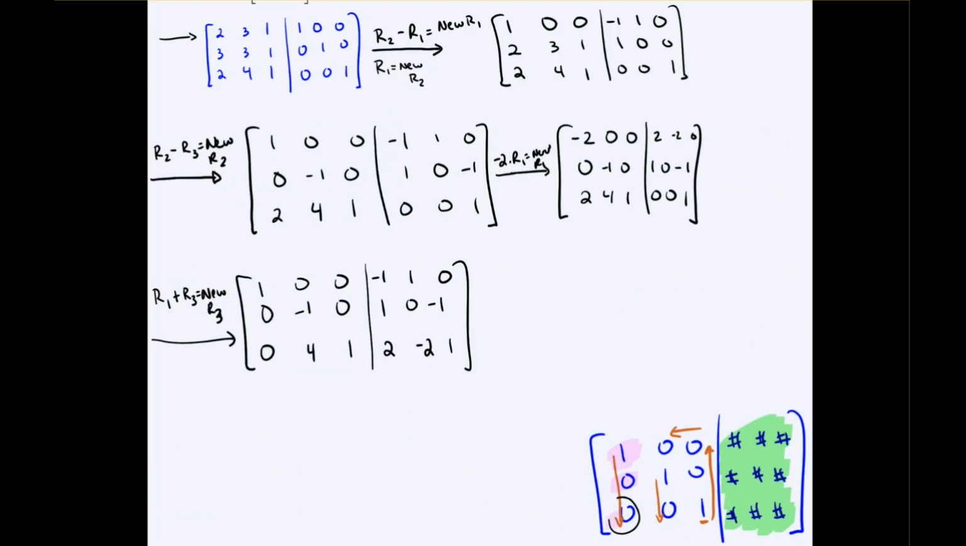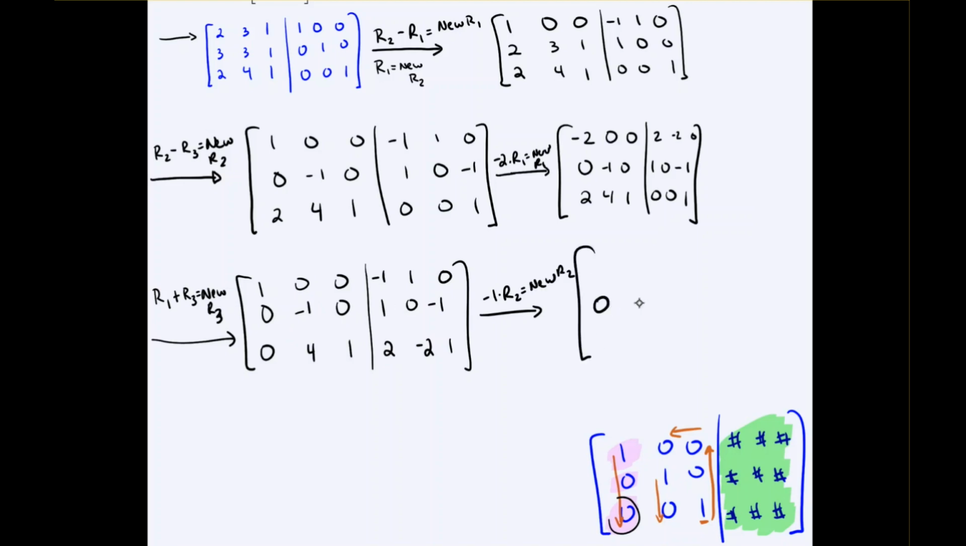Let's keep track of where we're at. We now have the 0 here, so we next turn to make this a positive 1. And that one's simple enough. It's currently negative 1, so to make it positive 1, we'll multiply all of row 2 by negative 1. That's our new row 2.